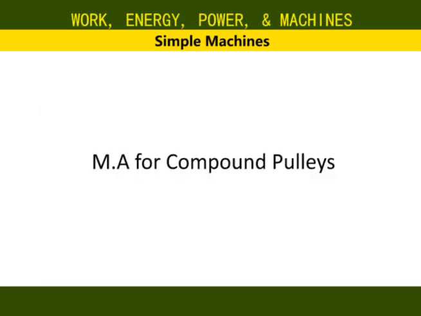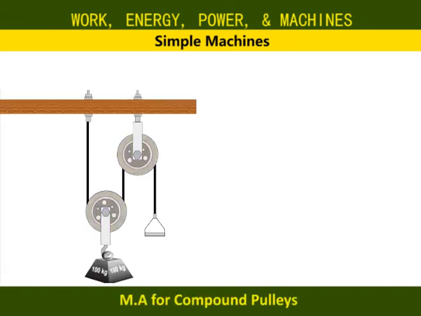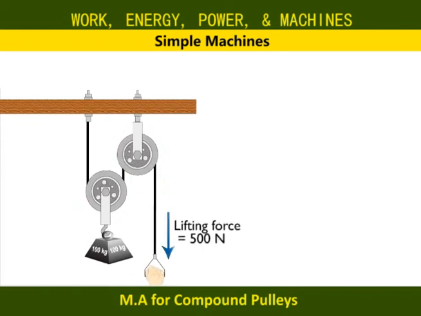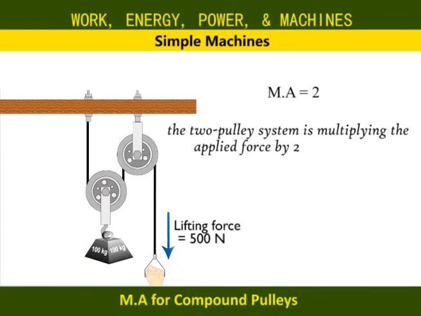Let's look at compound pulleys and the mechanical advantage they offer. We have 2 wheels and a rope looped around them. A 100 kilogram weight is equally supported by 2 pulleys and a very long rope. And because of this setting, you can lift it by putting a force of just 500 newtons instead of the required 1000 newtons. This compound pulley is therefore giving a mechanical advantage of 2. The 2-pulley system is multiplying the applied force by 2.